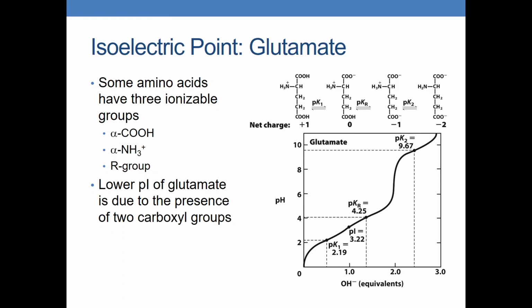Now if I keep on increasing the pH to the final pKa that corresponds to my alpha amino group, I'll see that at a pH of 9.67, I have 50% protonated primary amine, 50% deprotonated. So when pH equals 9.67, my overall electrical charge for my solution is minus 1.5, the average of minus 1 and minus 2.